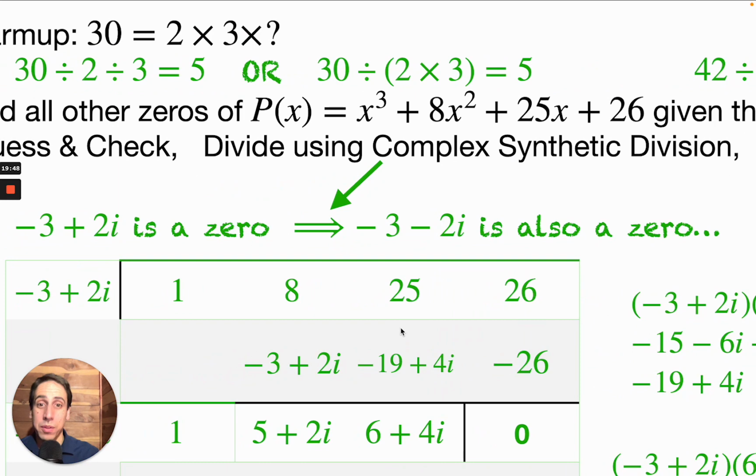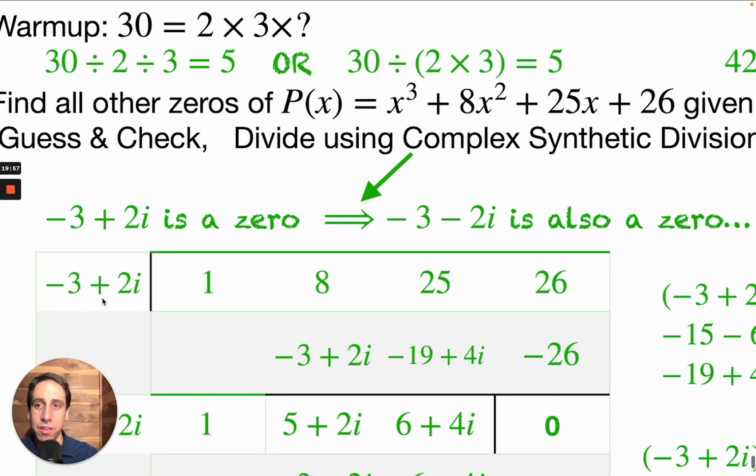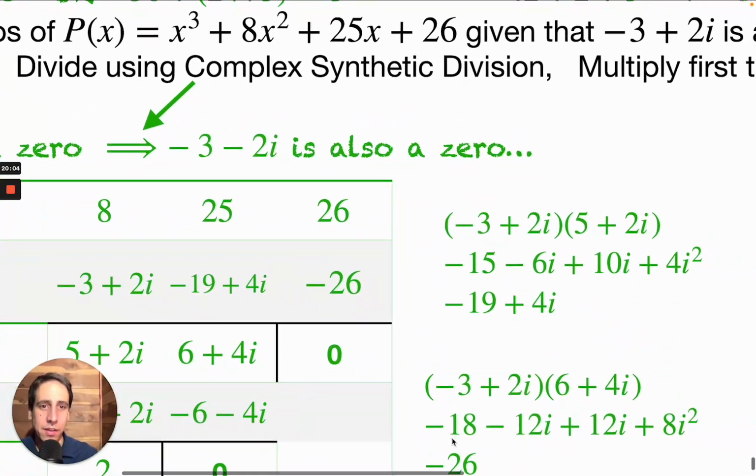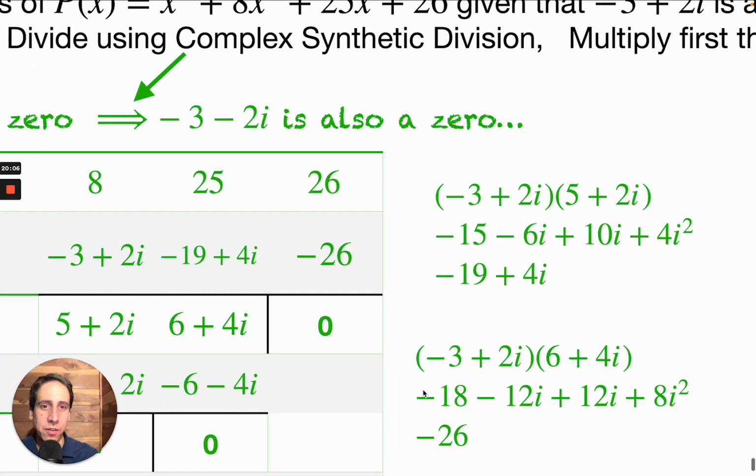So what is 25 plus negative 19 plus 4i? Well, the 4i goes along for the ride. It's unaffected, but 25 plus negative 19 is 6. You got to do that again. Negative 3 plus 2i times 6 plus 4i. Foil that again. And here you can see when you foil it, you get negative 26. This is 8 plus 8. Remembering 8i squared is negative 8 plus negative 18 is negative 26. The middle terms cancel out. And we get 26 plus negative 26 is 0.